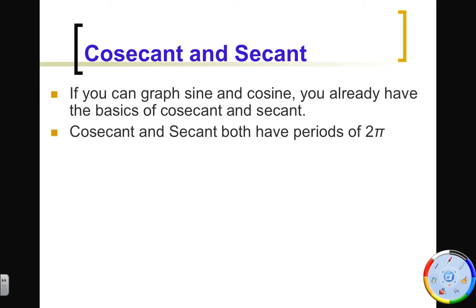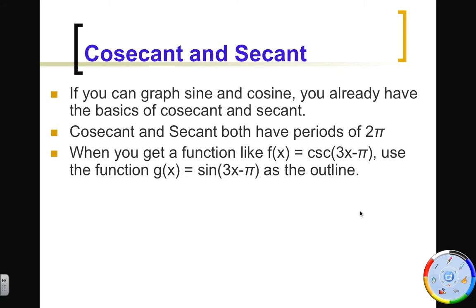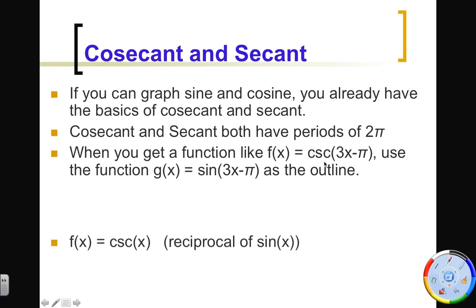So I'm going to reiterate this. Cosecant and secant both have periods of 2 pi. So in order to find the period, you're going to do 2 pi over b. And we'll probably end up looking at this particular function in a few minutes, but here's why. Cosecant is related to sine. So if you get a cosecant function, you can start by using what you know about sine as a guide for cosecant. And again, you'll see what I mean in just a second.